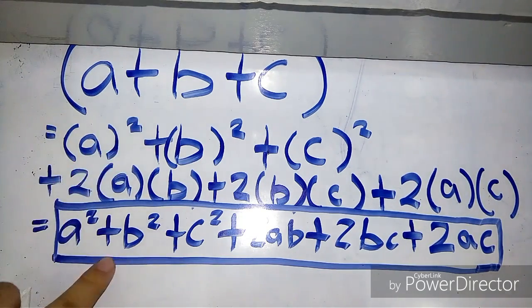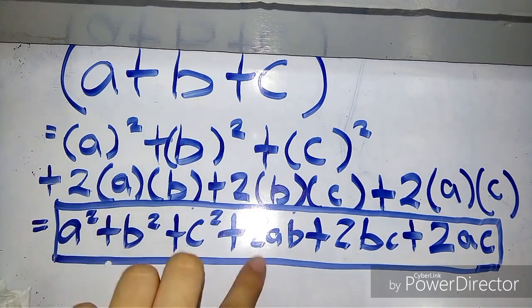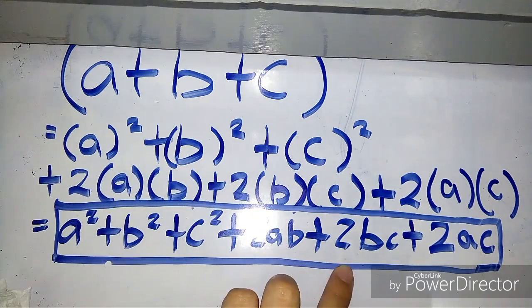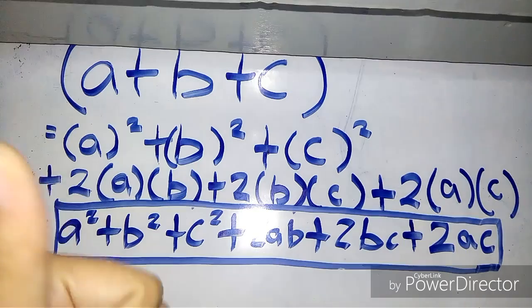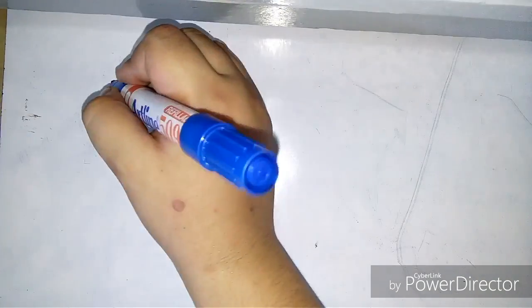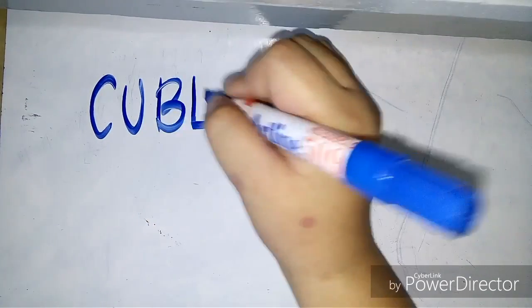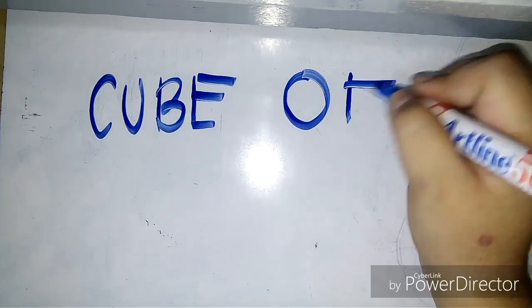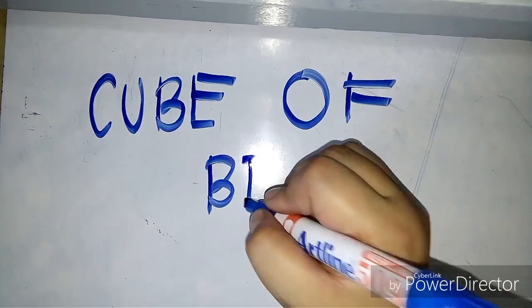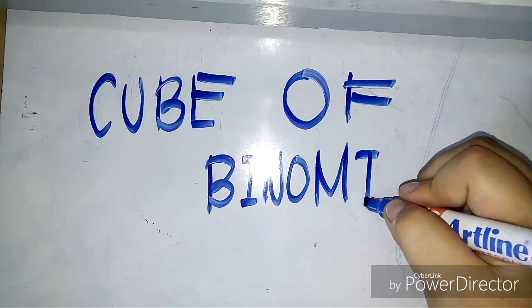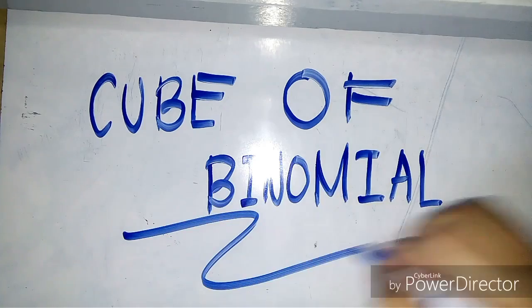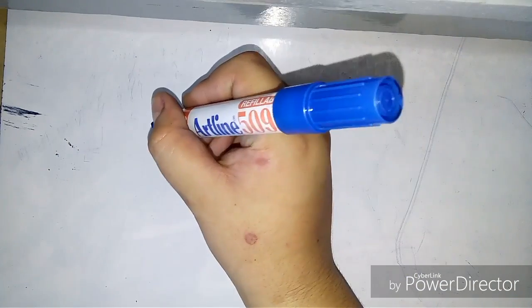Feel free to check your answers for any mistakes, and if you missed any exponent or variable. Next, we're going to be doing the hard one, which is hard for me, I think. So the cube of a binomial. But if you get it, it's going to be easy.